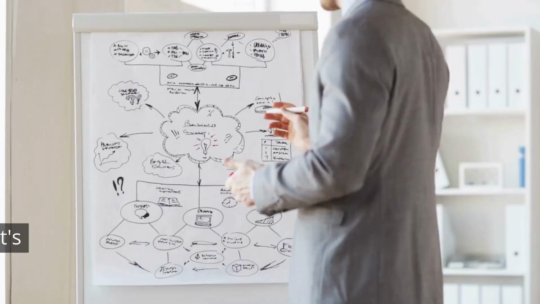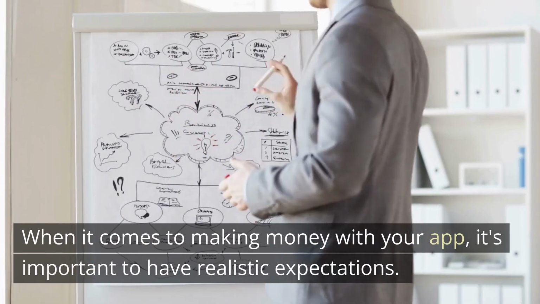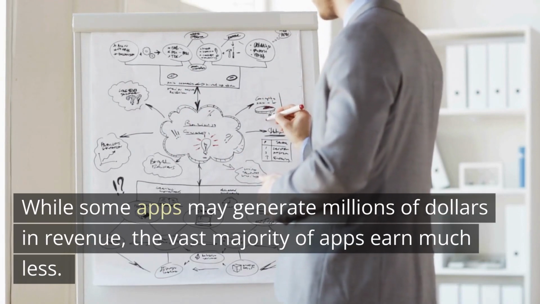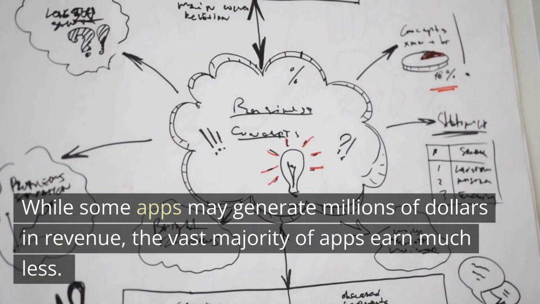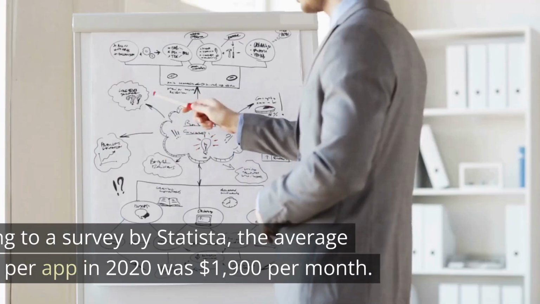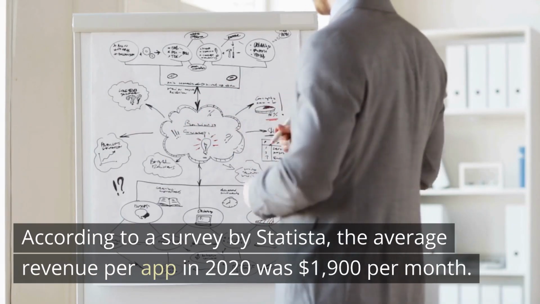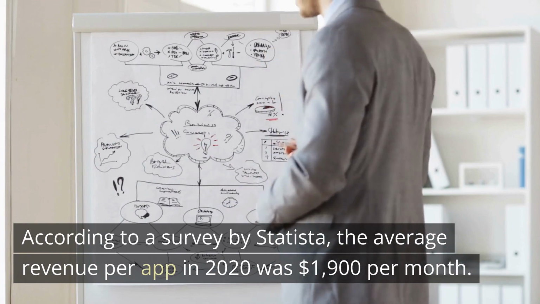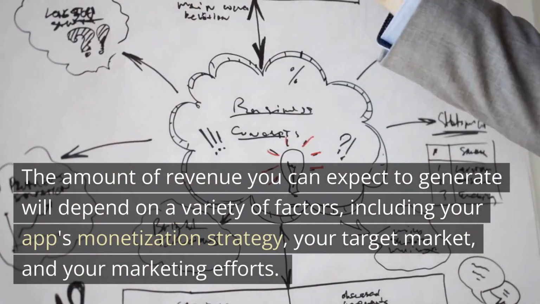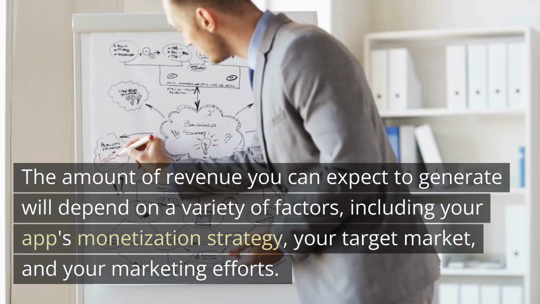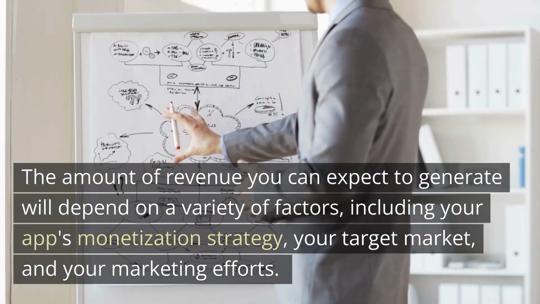Expected revenues. When it comes to making money with your app, it's important to have realistic expectations. While some apps may generate millions of dollars in revenue, the vast majority of apps earn much less. According to a survey by Statista, the average revenue per app in 2020 was $1,900 per month. The amount of revenue you can expect to generate will depend on a variety of factors, including your app's monetization strategy, your target market, and your marketing efforts.